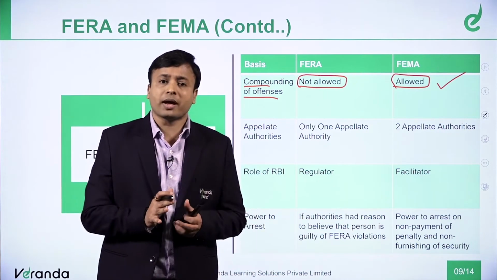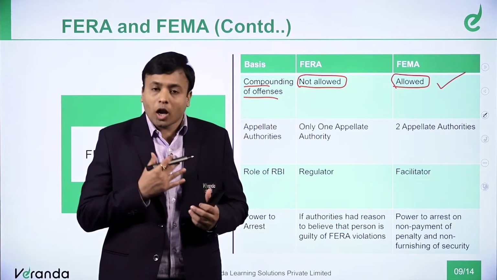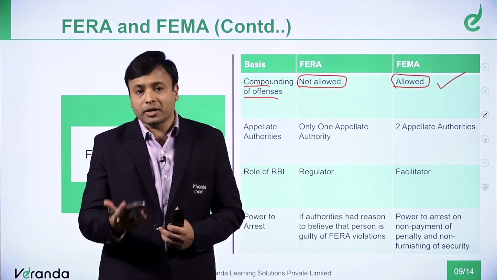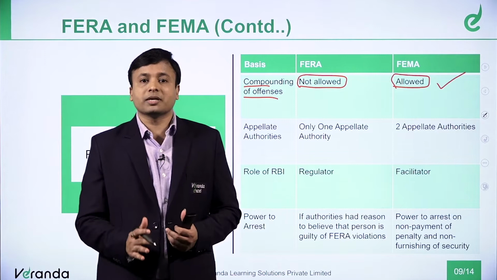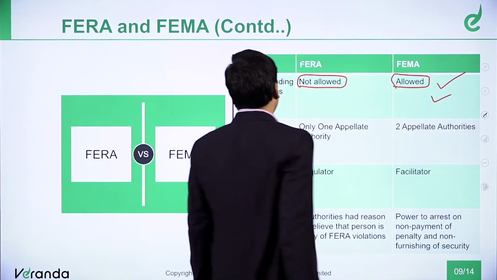Don't penalize me by arresting me, instead allow me to correct it. How? Allow me to pay a penalty for it and let me understand my mistake and not repeat the mistake, instead of arresting me as it was envisaged in Fera. So, that was a big tick mark in case of Fema.